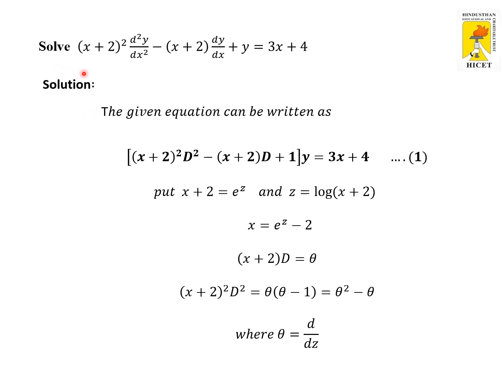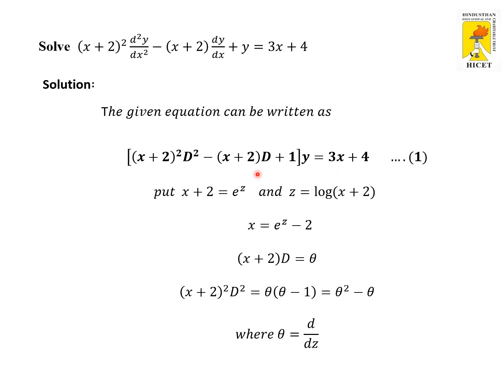Solve (x plus 2) squared d squared y by dx squared minus (x plus 2) dy by dx plus y equal to 3x plus 4. So this is Legendre type. This equation can also be rewritten as (x plus 2) squared into capital D squared minus (x plus 2) into capital D plus 1 into y equal to 3x plus 4.